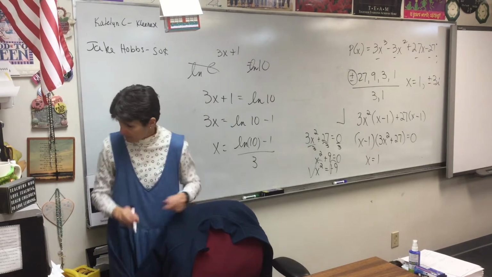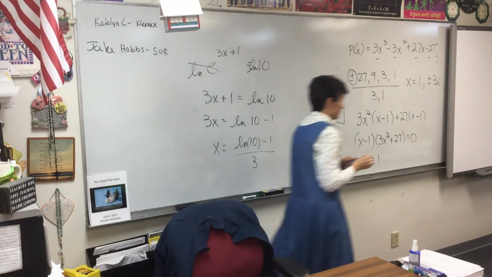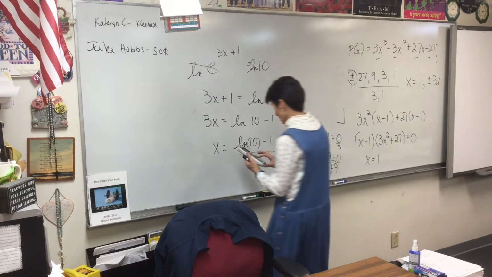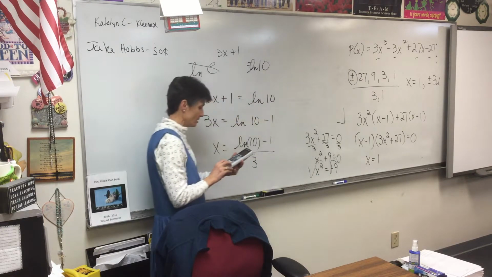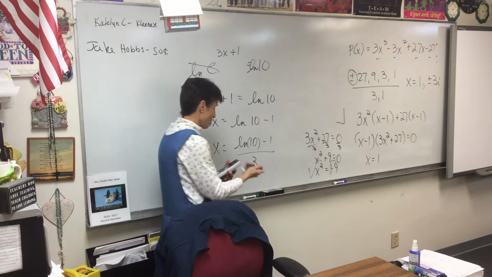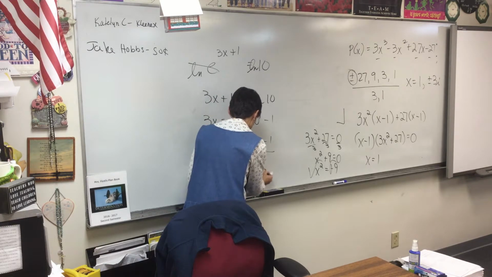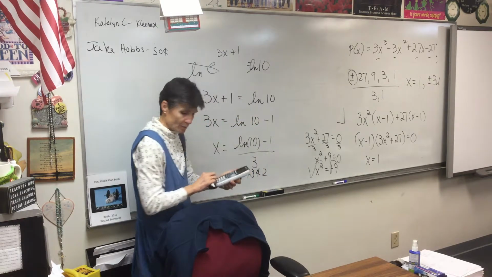Now, if you're going to type that in, you've got to do equals and then divided by 3. That's exactly right. So we've got to do ln 10, close parentheses, subtract 1, hit equals, and then divided by 3. So when you type that in, make sure you are getting 0.4342. Make sure that's what you get when you type it in.